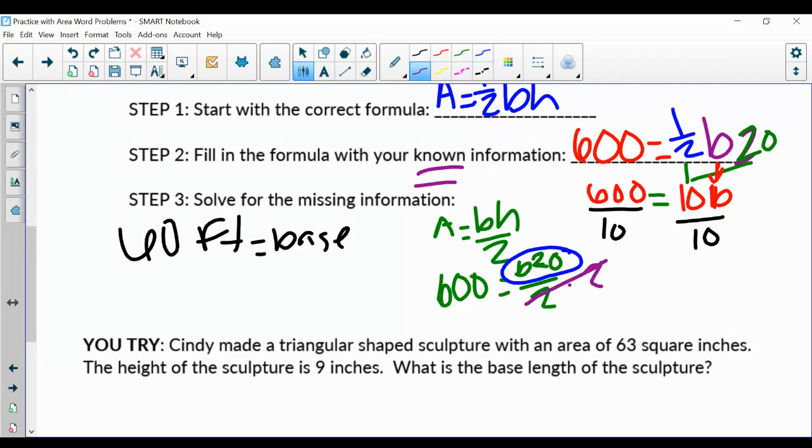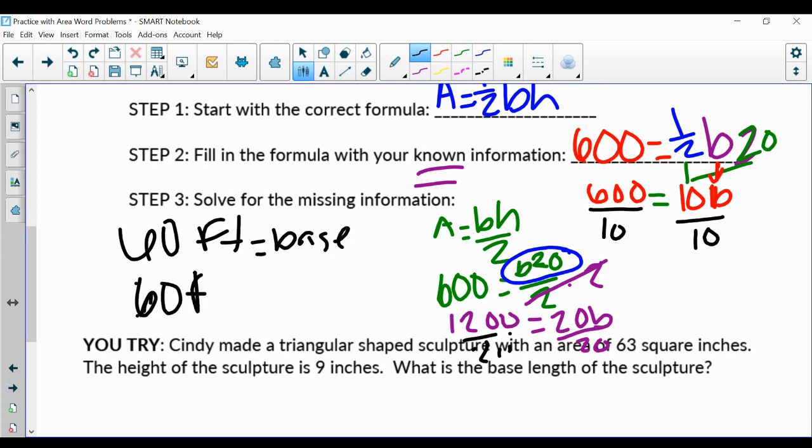So we do that. 600 times 2 is 1200. Now I can have 20 times B. And I just swapped it over because we're used to seeing the number in front. And so that's just a little bit easier for me to handle. So 1200 equals 20 times B. And now it's just a normal one-step equation. So we'll divide both sides by 20. And again, you still get 60 as your answer.